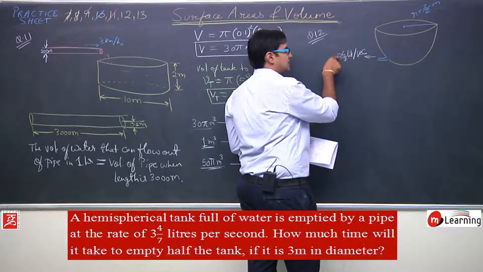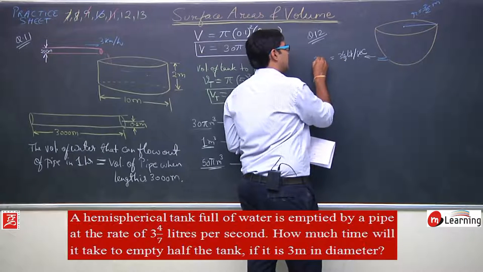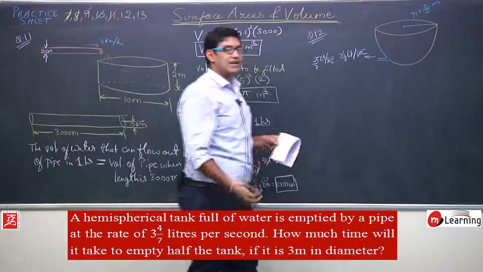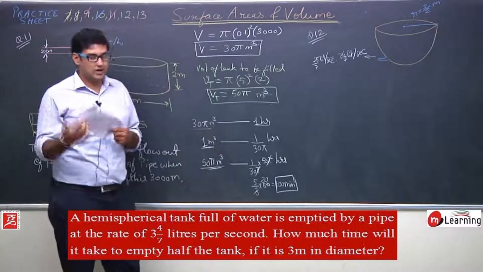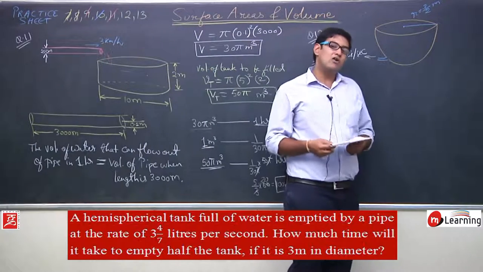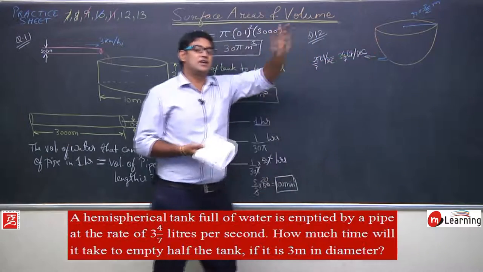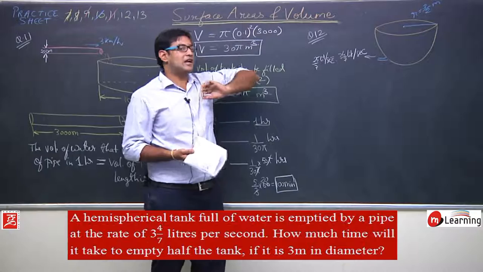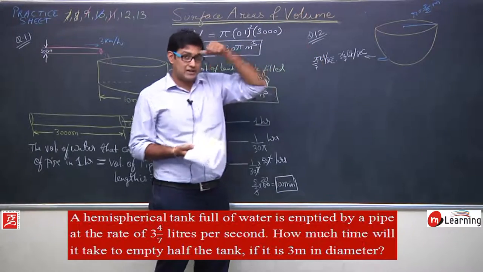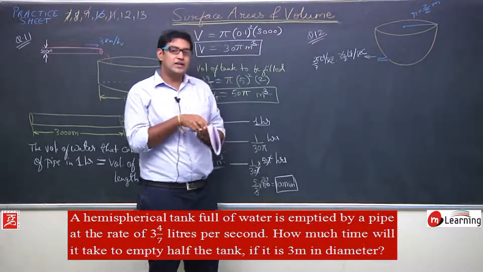That is 3 × 7 = 21, 21 + 4 = 25. It means 25/7 liters per second. This much water can come out from this pipe in 1 second. Now, I need to calculate how much time is required for this pipe to half empty the tank. If it can take water out of this tank at a rate of 25/7 liters per second, for that we require the volume of the tank.